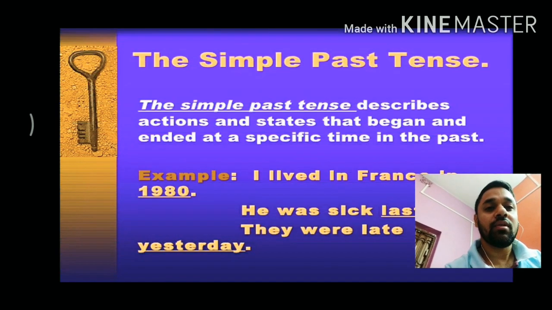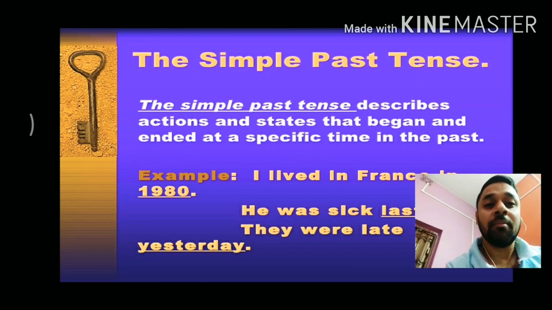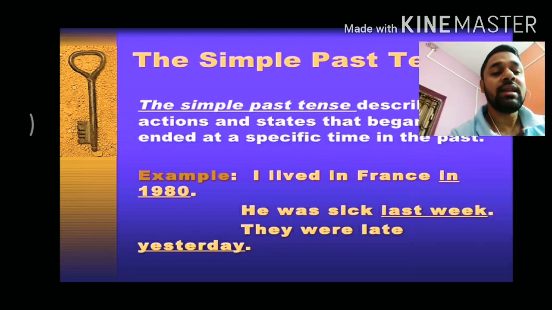Next, the simple past describes actions or states that began and ended at a specific time in the past. We already discussed that it starts or began in the past and is completed, finished, or ended in the past time only. Like, I lived in France in 1980.